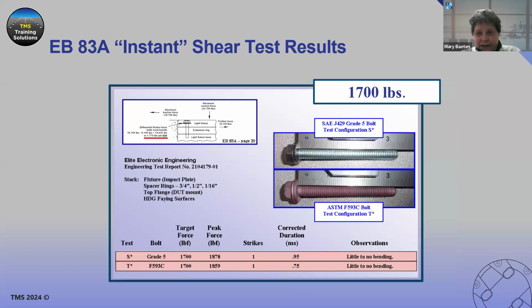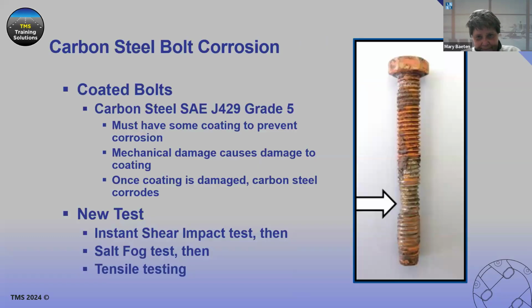So when we dropped it down to 1,700 pounds, which is what is found in the EB83A, again, both bolts performed adequately or similarly. There's little to no bending in either bolt. Next. However, using the carbon steel bolts, we ran into another problem with corrosion. Once the coating is knocked off a carbon steel bolt, it begins to rust. There is no coating manufacturer that guarantees that the coating will stay on in the face of mechanical damage. There's just no one.